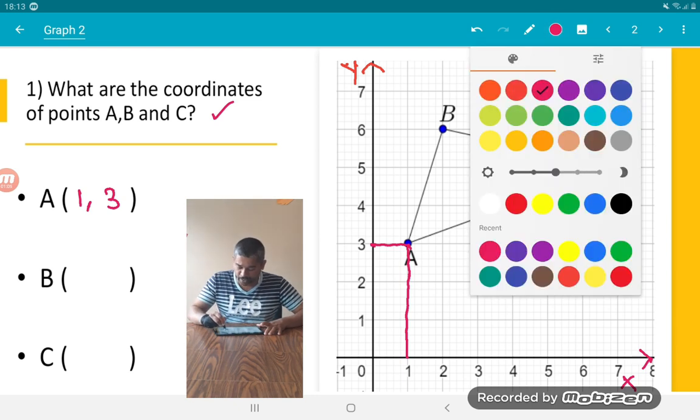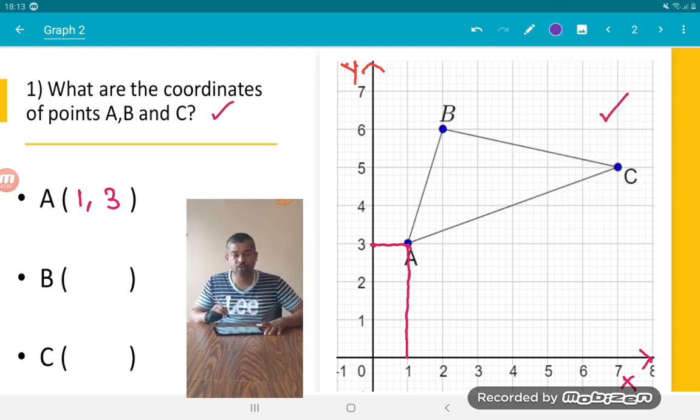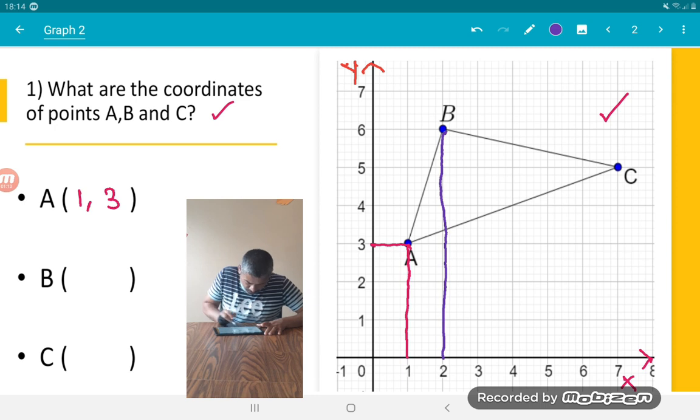Now, let us look at letter B. Can you find the x coordinate of letter B? I hope you get the answer 2. And what is the y coordinate of letter B? That is 6. So you get the answer 2, 6.